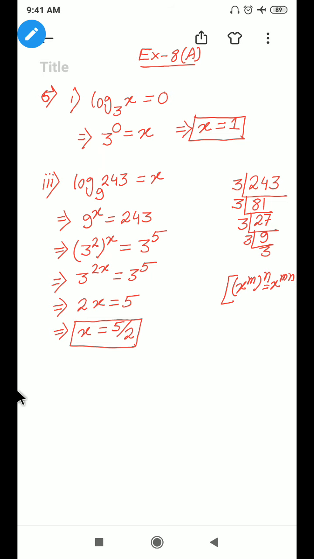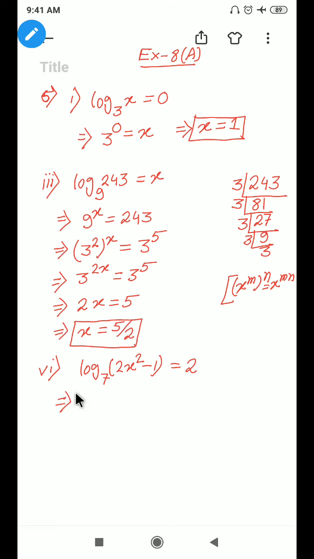Now go to next problem, question number 6. So question number 6 is given here. Log 2x square minus 1 base 7 is equal to 2.